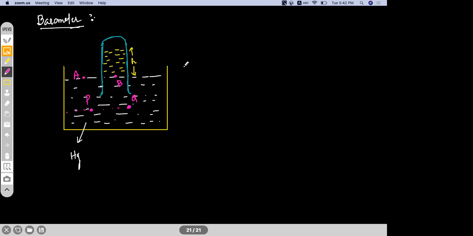What is the pressure at A? Since it is open, so P at A is nothing but the atmospheric pressure. Okay, it means it is the pressure at B also.